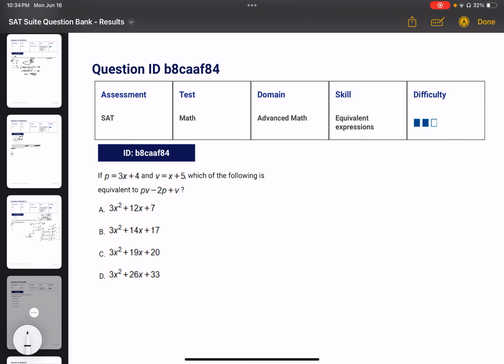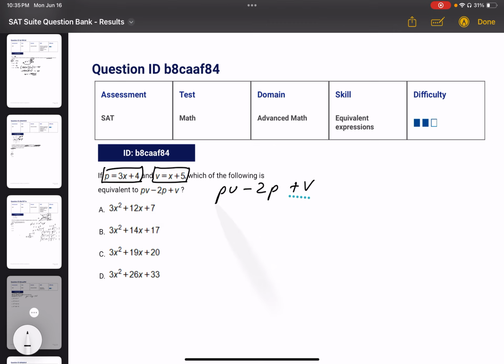If p equals 3x plus 4 and v equals x plus 5, which of the following is equivalent to pv minus 2p plus v? So always start by writing your problem out. And now we have these values for p and v. And looking at our answer choices, we only have constants and x values. We don't have p's and v's, so we have to get rid of these by plugging in their respective values.